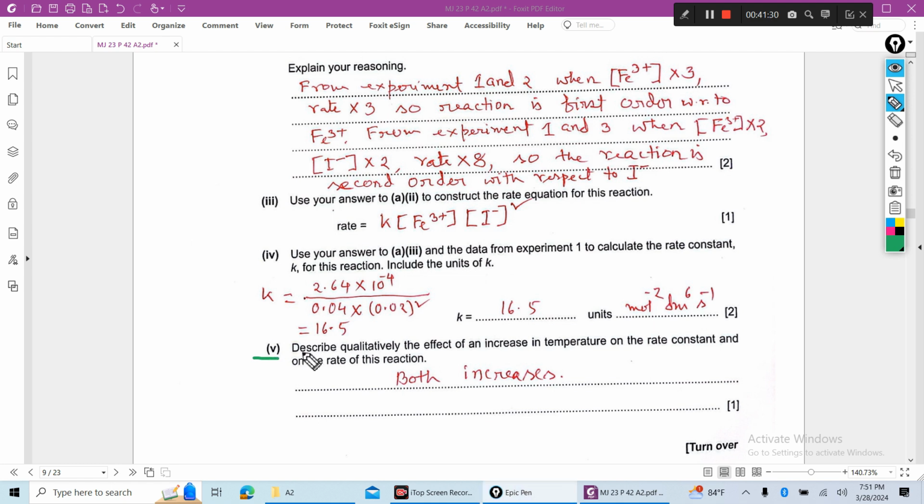Number 5, describe qualitatively the effect of an increase in temperature on the rate constant and on the rate of reaction. If you increase temperature, the rate of reaction increases. And as the rate increases, the rate constant also increases. That means temperature increases both the rate and the rate constant.